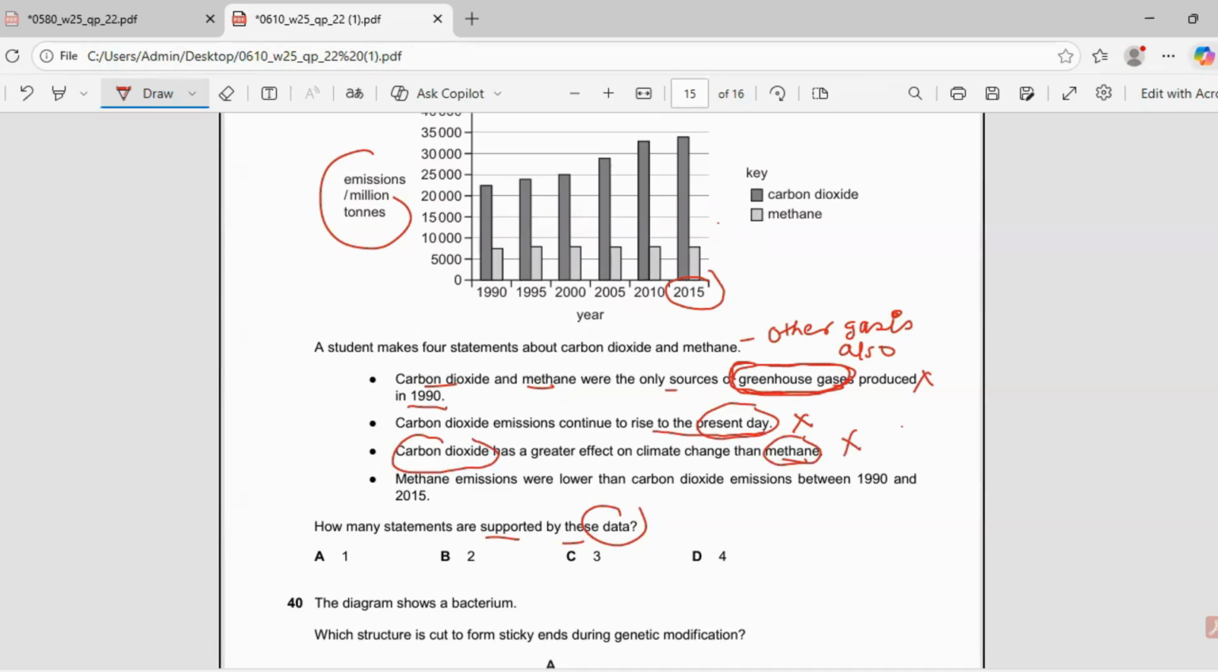Last one says methane emissions were lower than carbon dioxide emissions between 1990 and 2015. So they are just here rightly saying about what they have depicted in the data. That means from 1990 to 2015, methane emissions were always less. And this seems to be true if you see this graph. So I think this statement is correct. So here, how many statements are supported by the data? Accurately, 1 is correct. So the answer is 1.